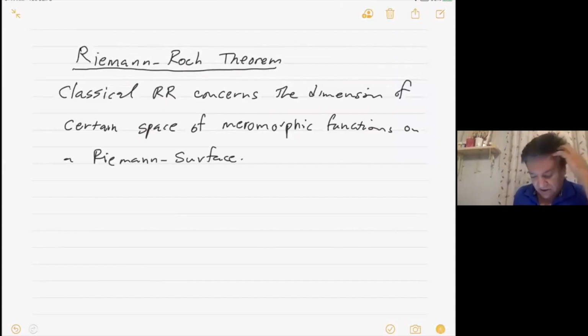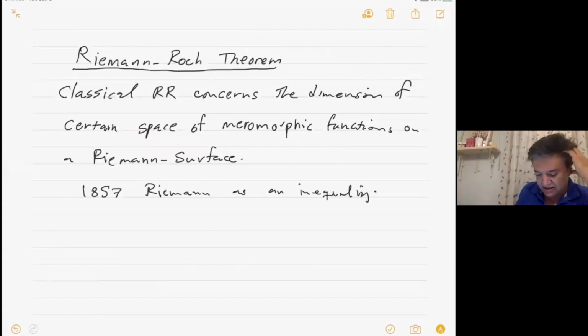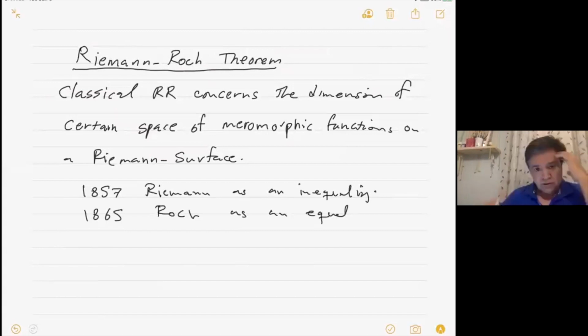This theorem was discovered by Riemann in 1857 as an inequality and was extended by Roch in 1865 as an equality. So I'm going to tell you what this theorem is, the statement of the theorem, and I'll also try to prove at least one version of this theorem using analysis today.